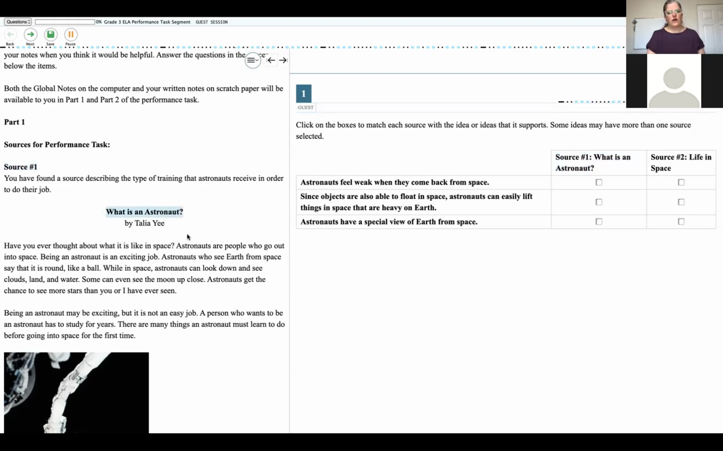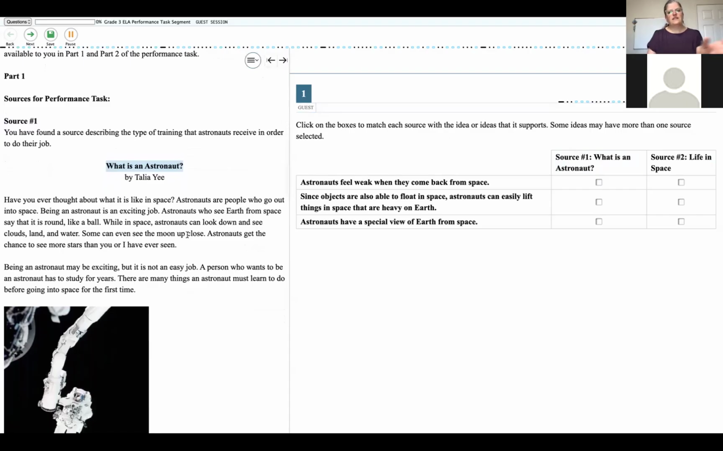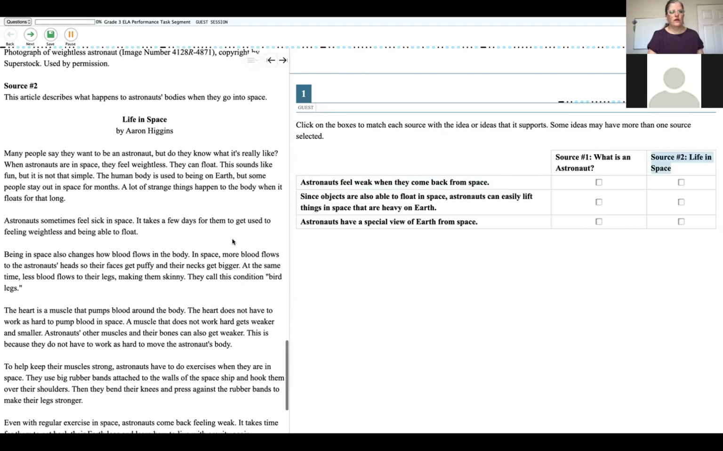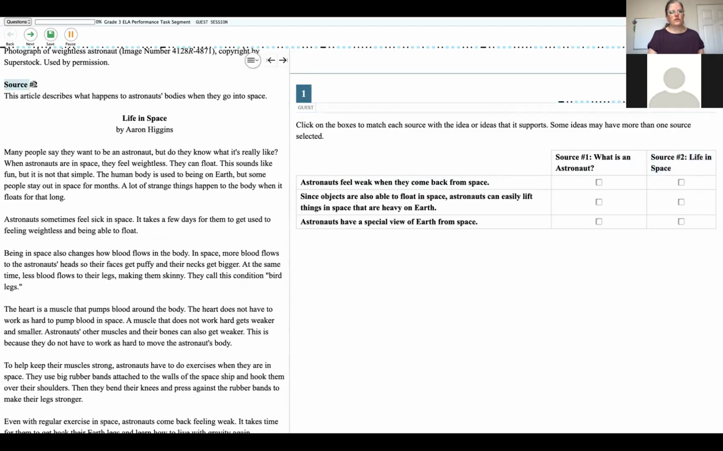So you're going to read this article and you're going to see, does that article talk about astronauts feel weak when they come back from space? If you don't see it in this article, source one, then it might be in source number two called Life in Space. So if I scroll down, keep scrolling, and here I see source number two, Life in Space.